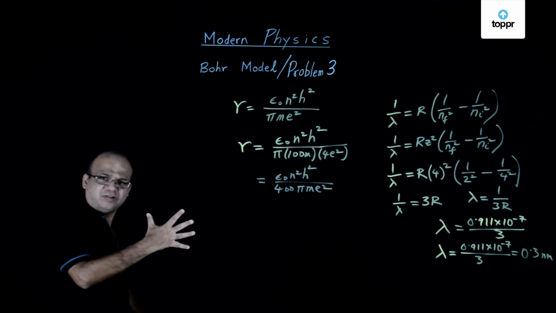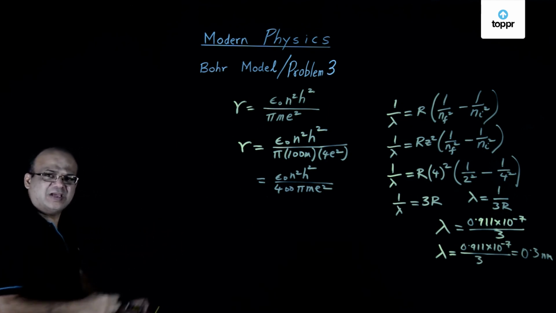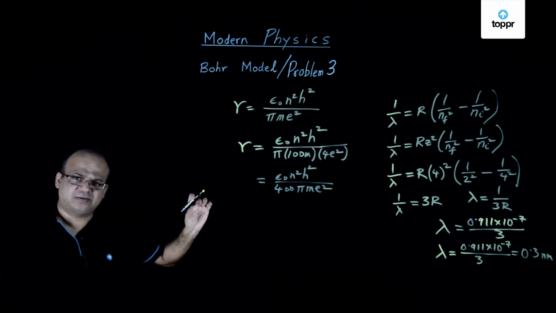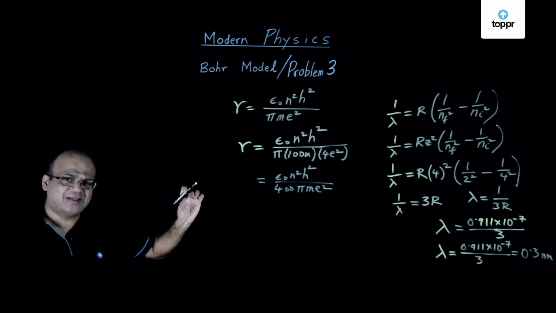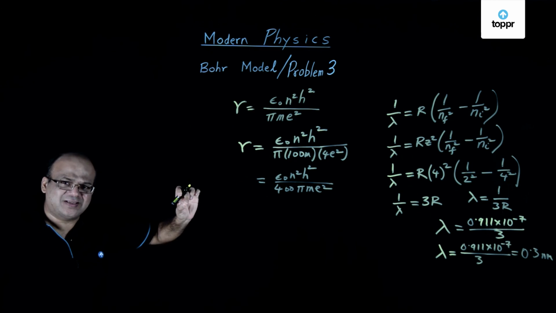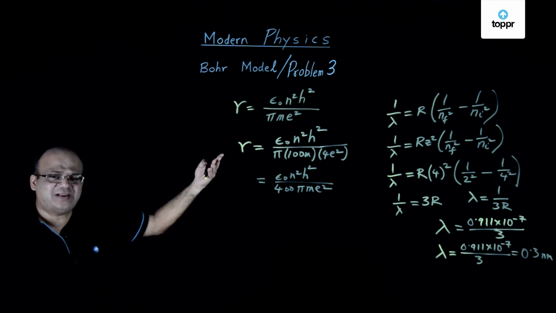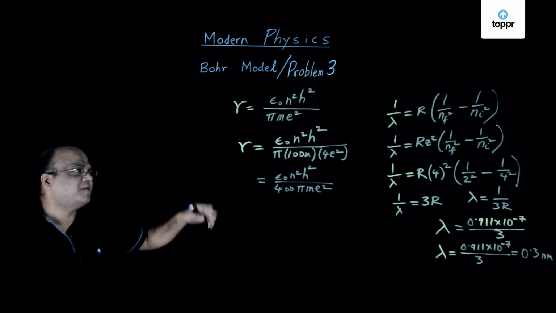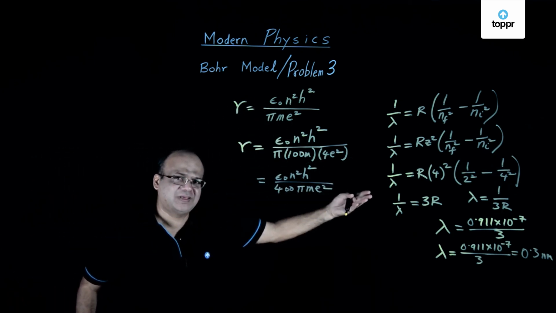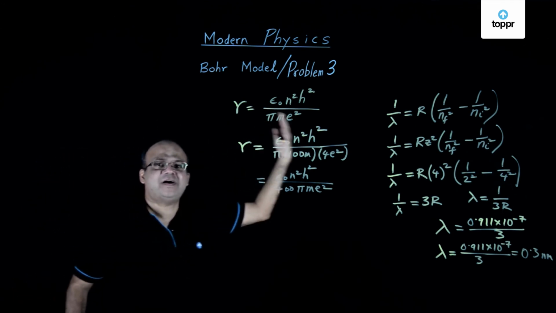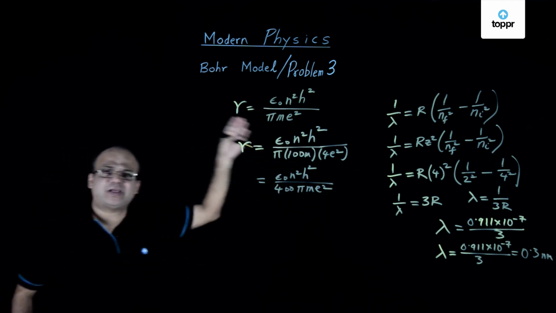So what important thing have we learned in this problem? If we are given an imaginary particle, then the energy will get multiplied by the factor by which the mass is more than the mass of an electron. So mass has become 100 times. So energy will become 100 times. Frequency will therefore become 100 times. Wavelength will become 1 by 100 times.